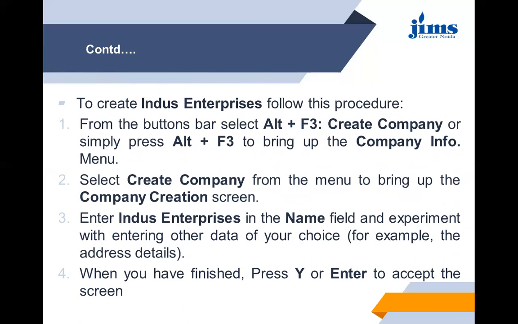Either you go to the Gateway of Tally main page, where you can select the create company option, or in a simpler way, a shortcut way, you can press Alt plus F3 to bring up the company information menu. Then select create company from the menu to bring up the company creation screen. Enter Indus Enterprise in the name field and experiment with entering other data of your choice. Then when you have finished all the entries, you need to press yes or enter to accept the screen.